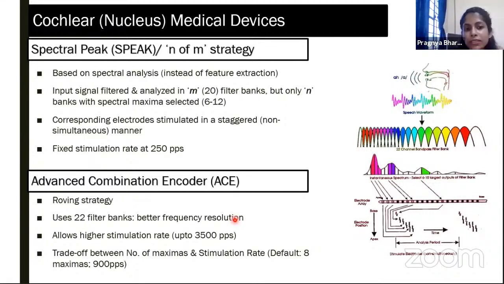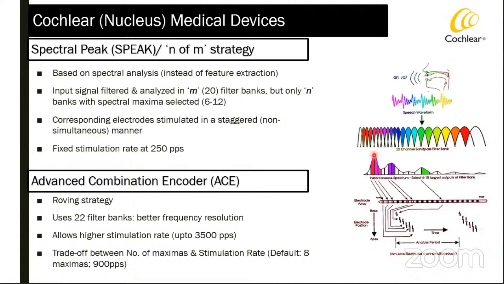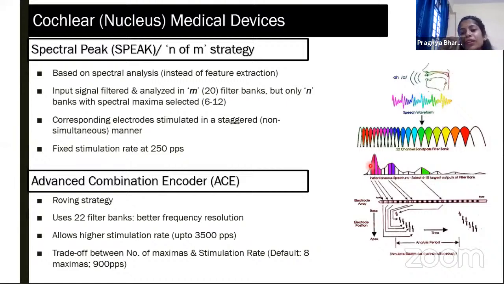One of the latest speech coding strategies that they use is a modification of the N of M strategy, which in the case of Cochlear is known as the SPEAK, or spectral peak, strategy. So in this strategy, the incoming sound signal was divided into 20 filter banks, and out of those filter banks, they picked up the maximum of between 6 to 12 maximum energy peaks.